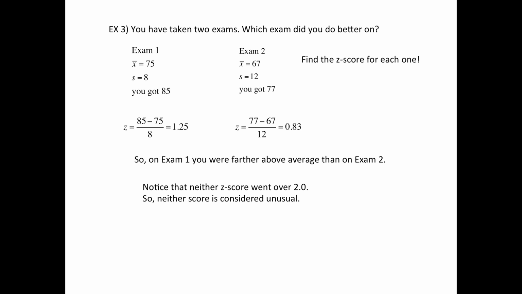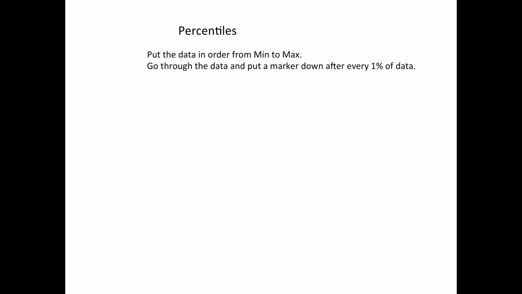On to the next idea of the section, percentiles. So what this does, well, it says percent, so that means there are 100 pieces. What you do is you put the data in order from the smallest to the biggest, and you go through, and after every 1% of data, you put a marker. These markers are called the percentiles.